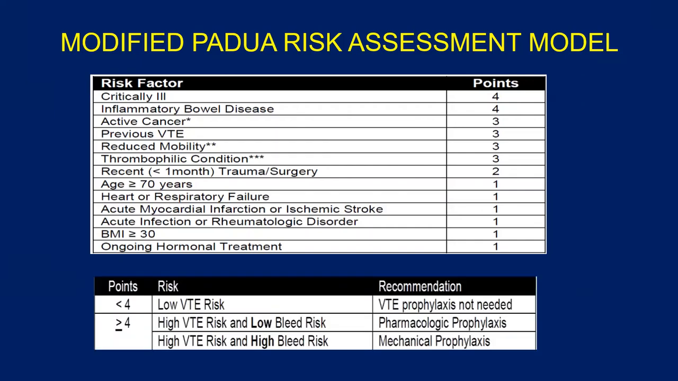But the thing is, you look at the cumulative points. If a person has 4 or greater points on that scale, they're high risk for VTE. If they're high VTE risk and low bleed risk, and the key is, again, low bleed risk, they should be on pharmacologic prophylaxis. If they're high VTE risk and high bleed risk, they should be on mechanical prophylaxis. Anyone less than 4 is considered low VTE risk, and VTE prophylaxis is generally not indicated or needed.